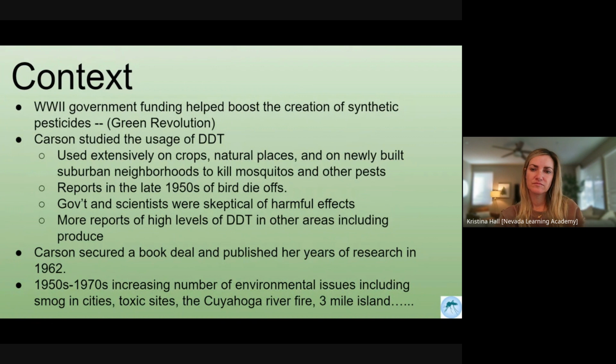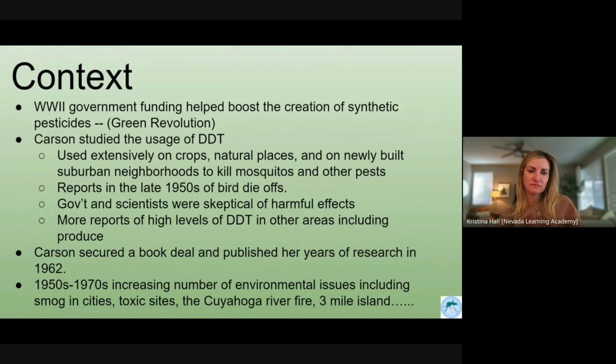However, in the late 1950s, reports surfaced of bird die-offs, and residents of Long Island even sued to have the spraying stopped. The lawsuit went all the way to the Supreme Court, which ruled against the residents. The individuals that were raising alarm bells about the chemical were brushed off by the government officials and some scientists, but the reports kept coming in, including high concentrations of DDT found in produce. For Rachel Carson and her study, she was able to secure a book deal in which she published her findings and warnings about the continued use of the chemical.